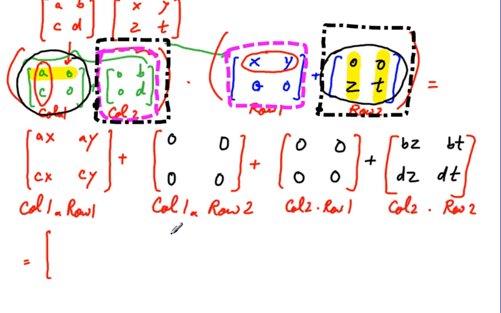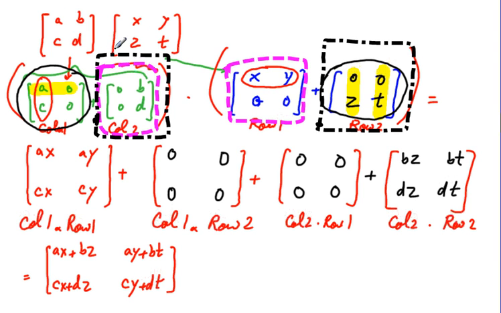Now if you put all of your matrices together, you get ax plus 0 plus bz, ay plus a bunch of zeros plus bt, cx plus dz, and cy plus dt, which is what you would have gotten by multiplying these in the normal way.